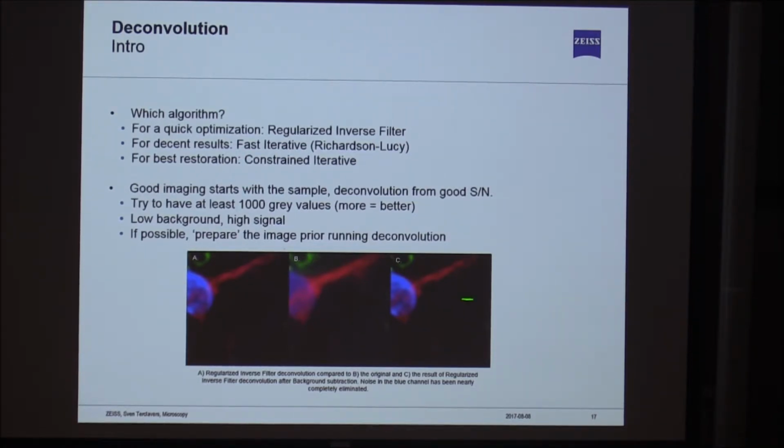So here you see an example of how you can really have image improvement. Don't be mistaken, deconvolution is not only meant for wide field imaging, as you will see later on. You can also really further improve your confocal images, your two-photon images, your light sheet images, and so on.